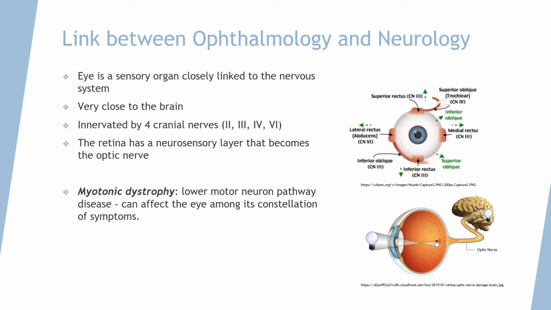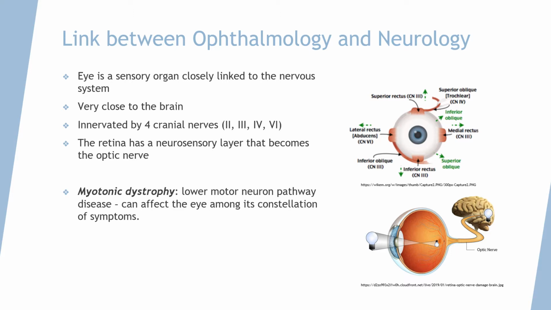Eye, as a sensory organ, is very closely linked to the central nervous system. It is very close to the brain, and 4 of the 12 cranial nerves innervate the eye. 2 is for perceiving the light, and 3, 4, and 6 are for movement or efferent functions of the eyes. The retina also has a neurosensory layer that becomes the optic nerve, cranial nerve 2. So sometimes there is discussion about where the eye ends and where the nervous system starts.